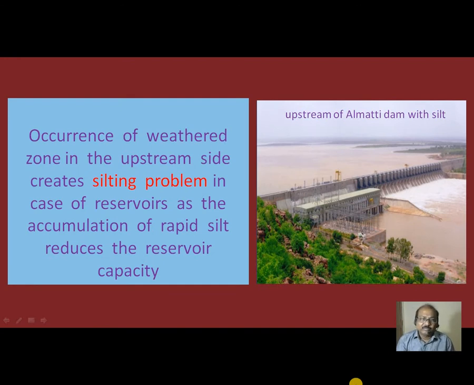Suppose a weathered zone occurs on the upstream side of the dam or reservoir. So a lot of silt accumulates on the upstream side of the reservoir dam, and hence the capacity of the reservoir reduces. This is very clearly shown in the Almatti dam, where the silt is accumulated on the upstream side of the dam.